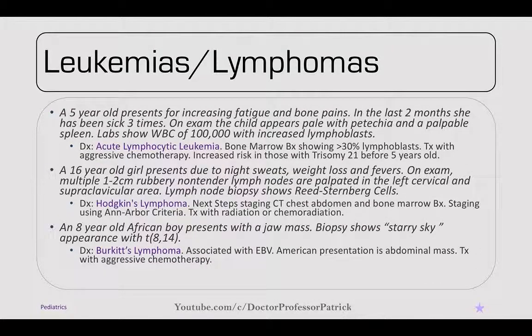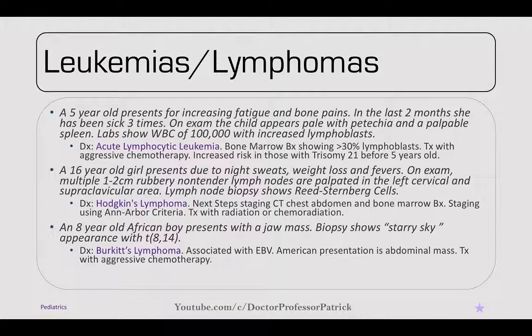For leukemias and lymphomas in pediatrics, there's a case of a 5-year-old presenting with increased fatigue and bone pains. In the past 2 months, she's been sick 3 times. On exam, the child appears pale with petechiae and a palpable spleen. Labs show WBCs of 100,000 and increased lymphoblasts. So this is ALL, acute lymphoblastic leukemia. Bone marrow biopsy would show greater than 30% lymphoblasts, and you can treat with aggressive chemotherapy. This is increased in those with trisomy 21 before the age of 5.